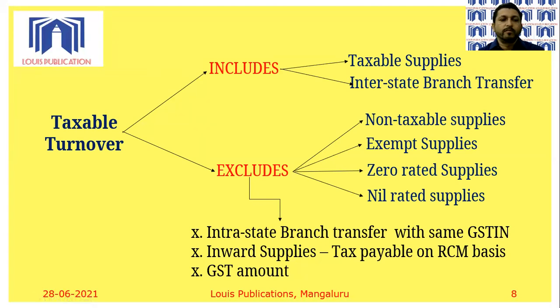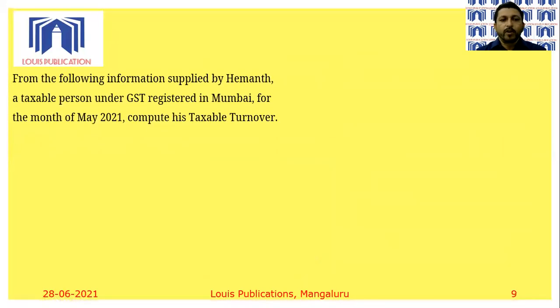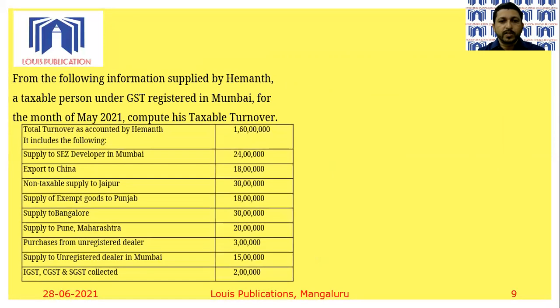Let's understand this concept with the help of an example. From the following information supplied by Hemant, a taxable person GST registered in Mumbai for the month of May 2021, compute his taxable turnover. Now we are given the total turnover as accounted by Hemant, which is 1 crore 60 lakh, and it says it includes the following. Supply to SEZ developer in Mumbai. Remember, supply to SEZ developer in Mumbai is a zero rated supply, so this has to be excluded.